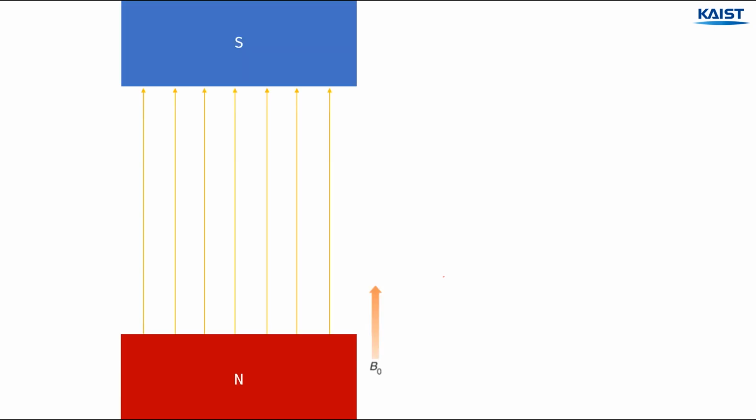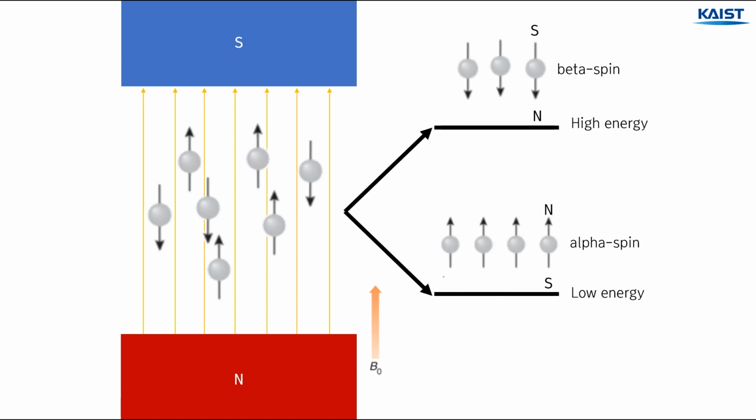The concept of nuclear spin was made to explain the behavior of the nucleus in a magnetic field. If we apply a magnetic field, the nucleus will begin to align in certain directions. In the end, there will be two states of the nucleus. One is aligned in the same direction as the magnetic field, and the other one is in the opposite direction.